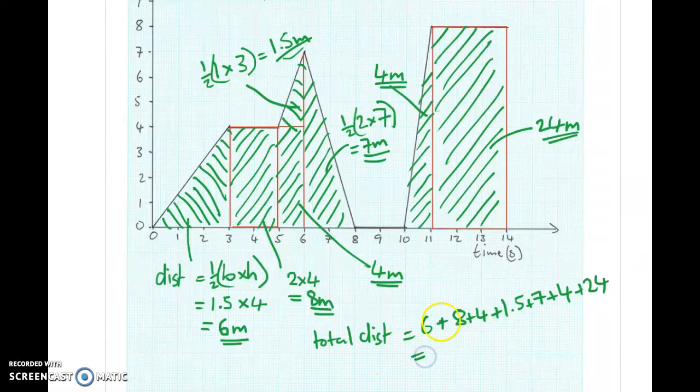Let me just check all of those. 1, 2, 3, 4, 5, 6, 7. Okay, so the answer is 54.5 meters in total.